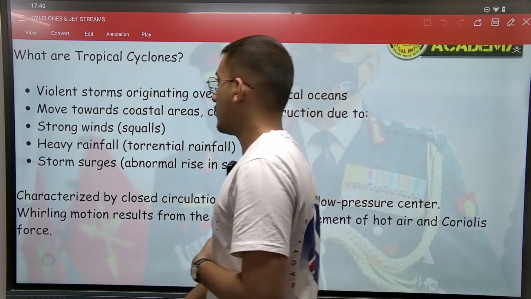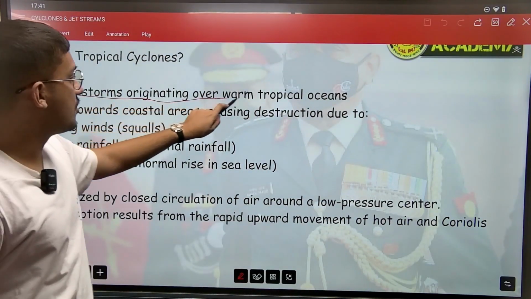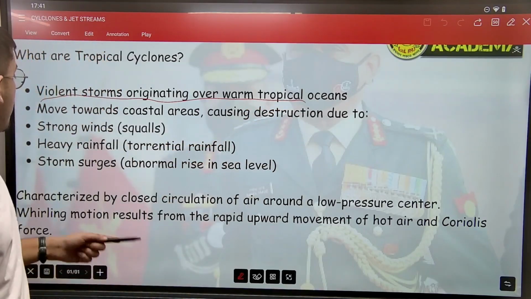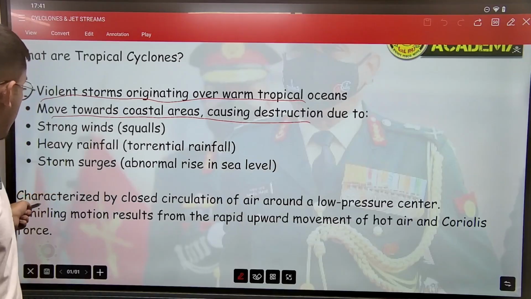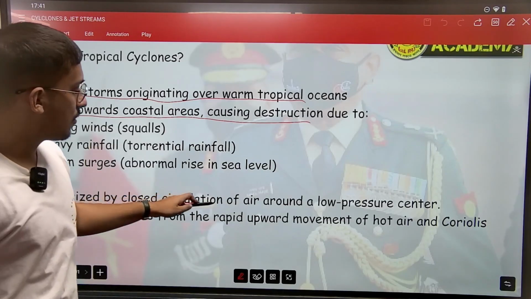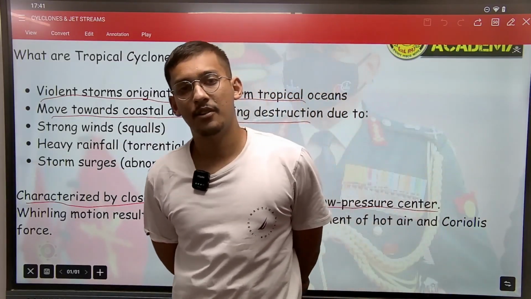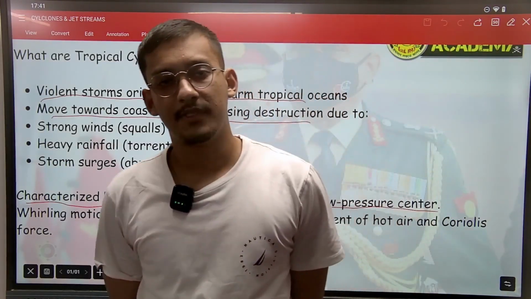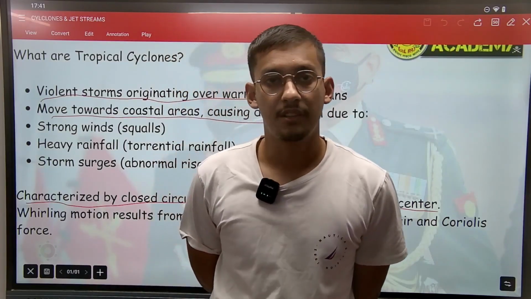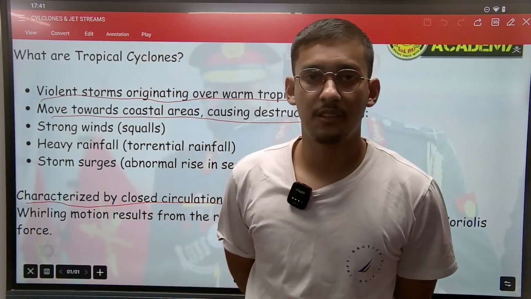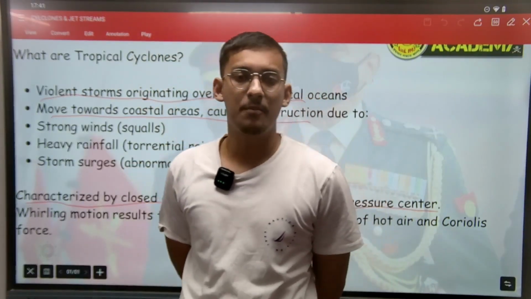So here we can see what are tropical cyclones. Tropical cyclones are violent storms originating over warm tropical oceans. As I said before, they move towards coastal areas causing destruction. They're characterized by closed circulation of air around a low pressure center. So the center of a cyclone is low pressure, and we know that air always moves from high pressure to low pressure. Thus, the outer part of a cyclone is high pressure. The inner part, or the eye of the cyclone, the center of the cyclone, is a calm region.